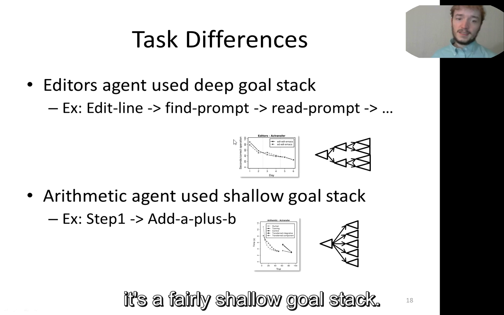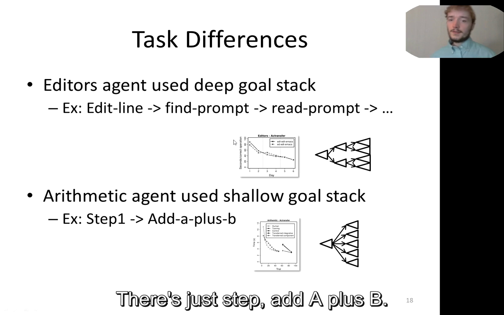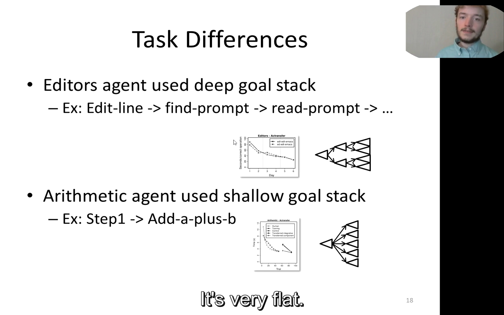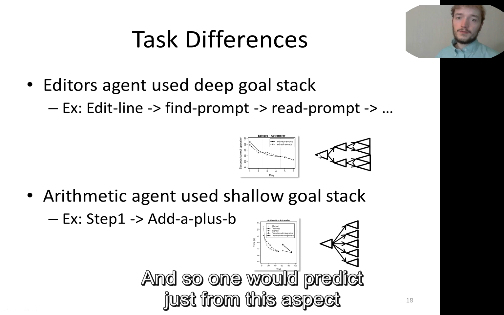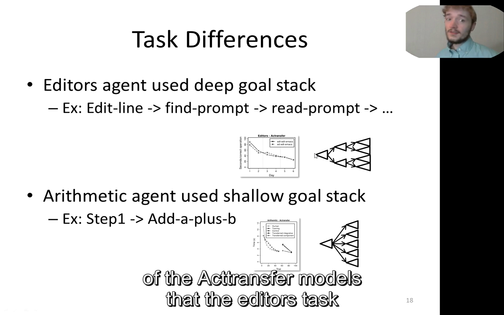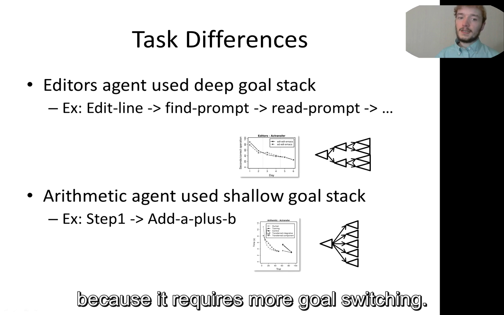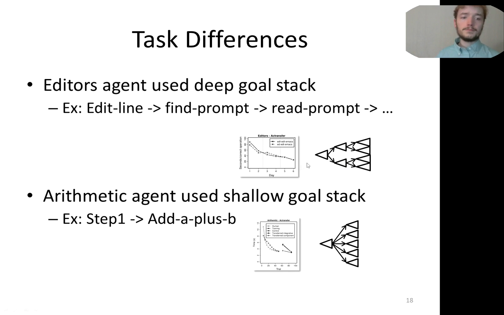Whereas for the arithmetic task, it's a fairly shallow goal stack. There's just step 1, add A plus B. Step 2, divide C with D, and so on. It's very flat. And so one would predict, just from this aspect of the Actransfer models, that the editor's task ought to take a lot longer than the arithmetic task, because it requires more goal switching.